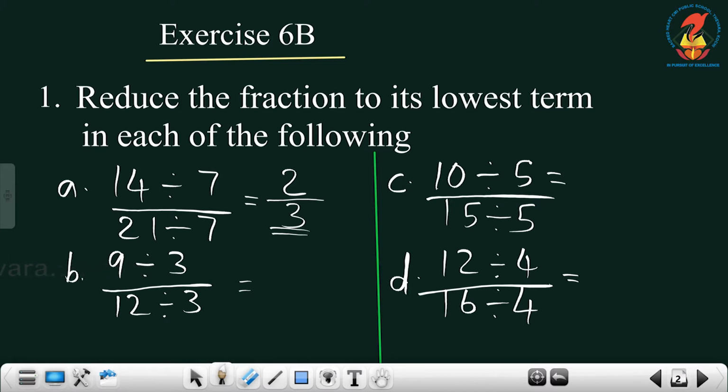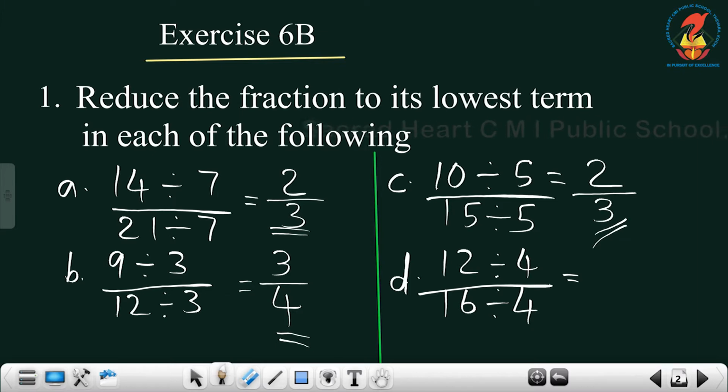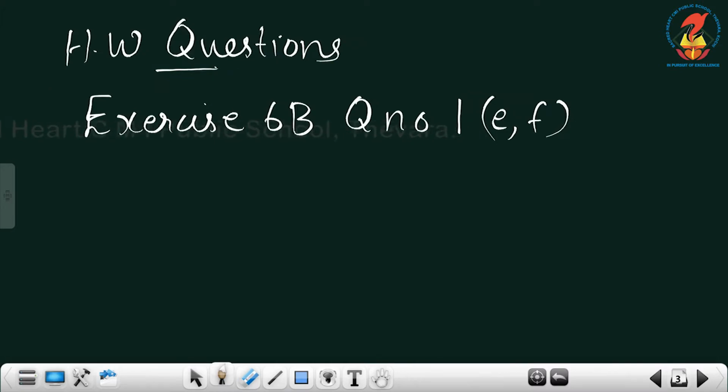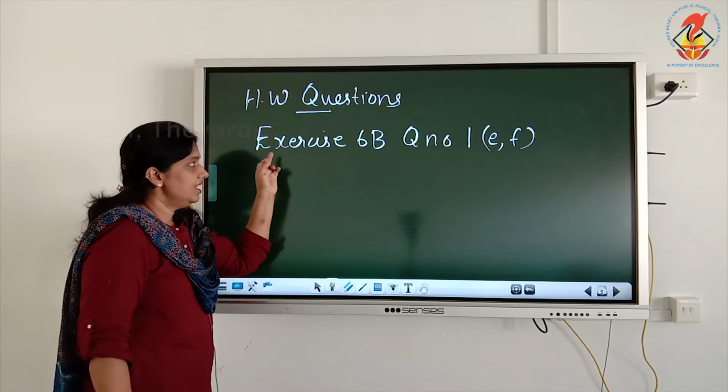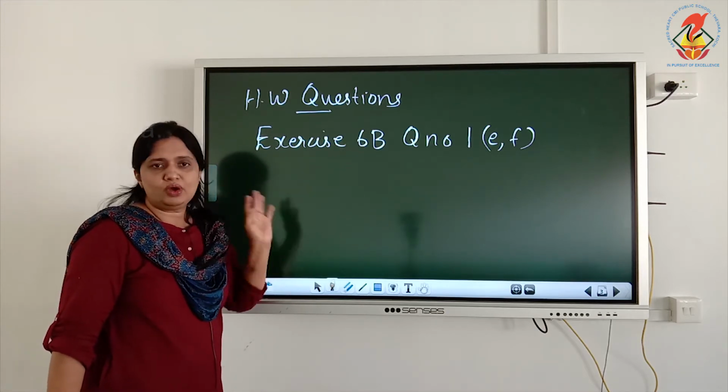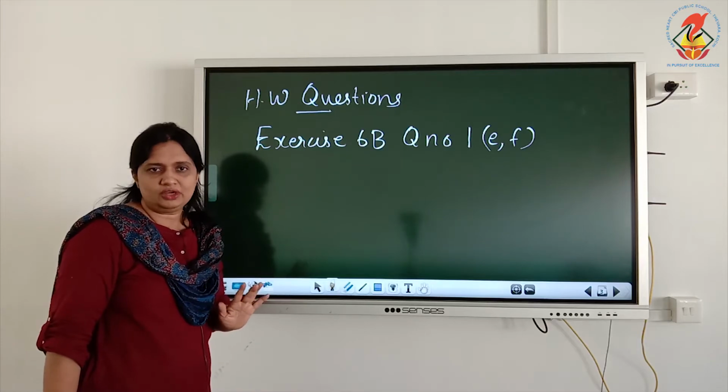Okay, and the next one, 9 divided by 3, answer is what? 3. And 12 divided by 3 is what? 4. Okay, and the next one, 10 divided by 5, that is 2, and 15 divided by 5, that is 3. Okay, and the next is 12 divided by 4, that is 3, and 16 divided by 4, that is 4. Okay, and the next one, I will give you some homework questions also from that exercise. Exercise 6b, question number 1, E and F, that is your homework.